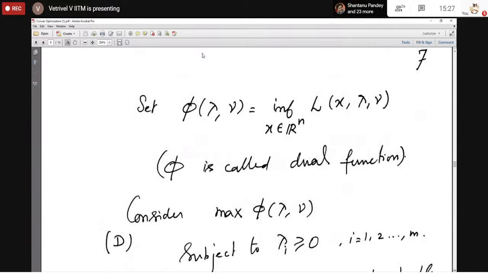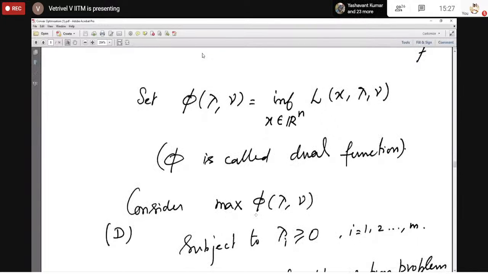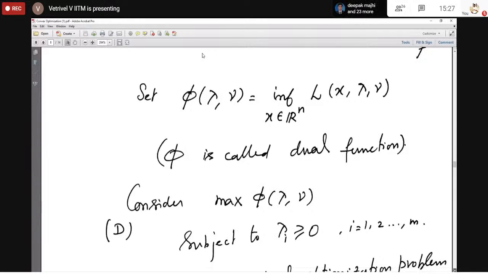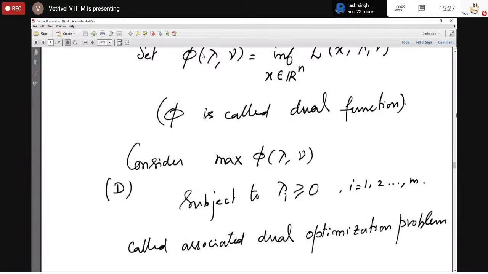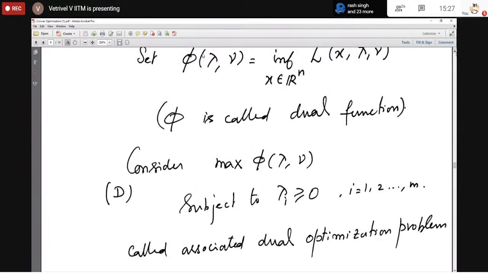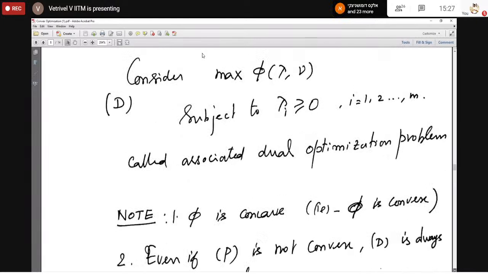Once I get the dual function, I maximize it. Only lambda has to be non-negative; nu can be anything. I maximize over lambda, for lambda greater than or equal to 0. So I consider this new problem. You remember this D. This is a very important point. For any primal problem, one can construct the problem D. This D is called the dual optimization problem.